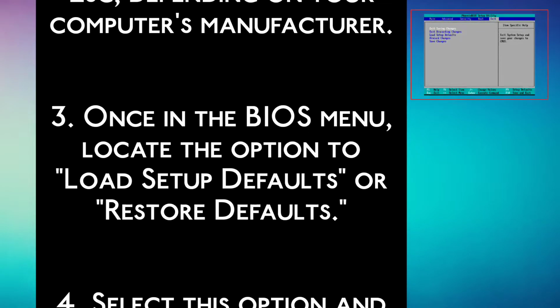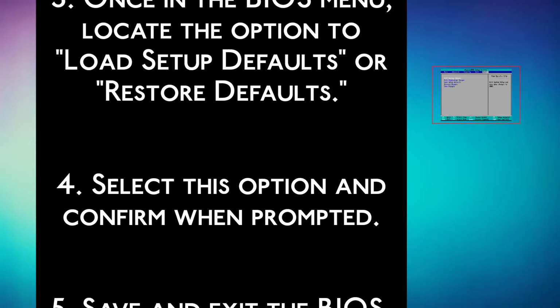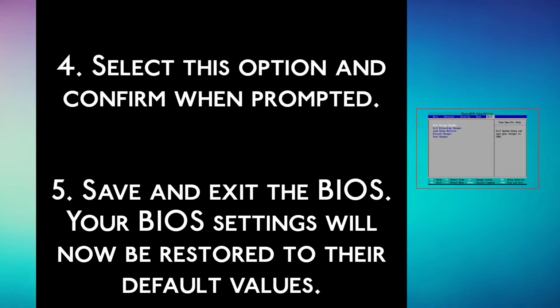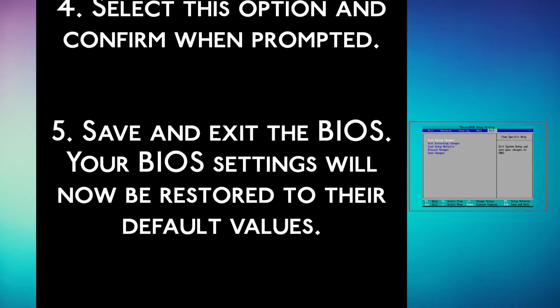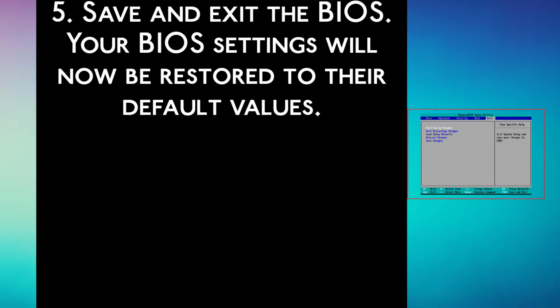Step 3. Once in the BIOS menu, locate the option to load setup defaults or restore defaults. Step 4. Select this option and confirm when prompted. Step 5. Save and exit the BIOS. Your BIOS settings will now be restored to their default values.